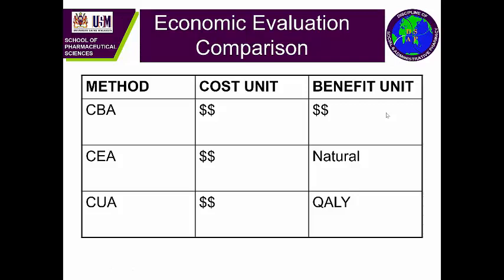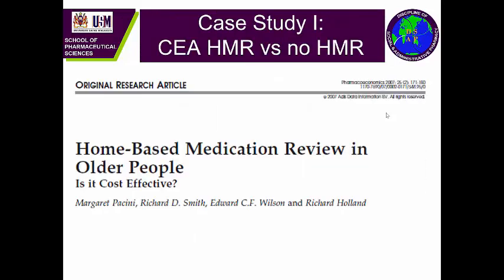What we're going to do in this FAR 391 is discuss each of these tools, CEA, CUA, and CBA, in their respective lectures. What I'm going to show you now are some examples of published cost-effectiveness analyses in the literature, so that you can have a better idea of what a cost-effectiveness analysis or economic evaluation study actually is.